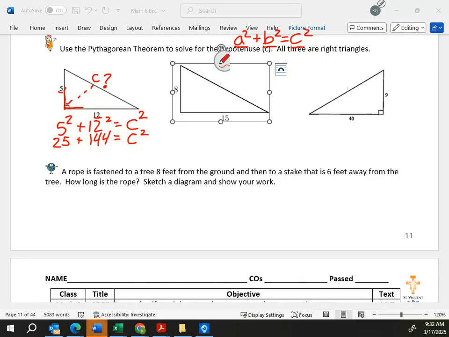What do you think my next math should be that I need to do? Maddie? 25 plus 144, what is that, Maddie? What is it? Oh, you're doing it? Okay.